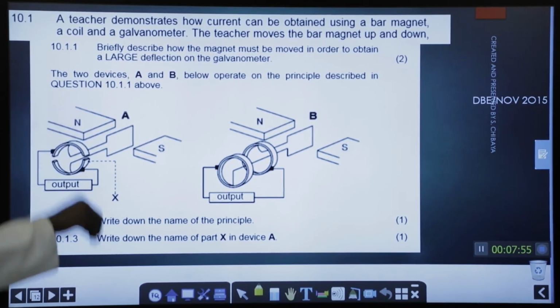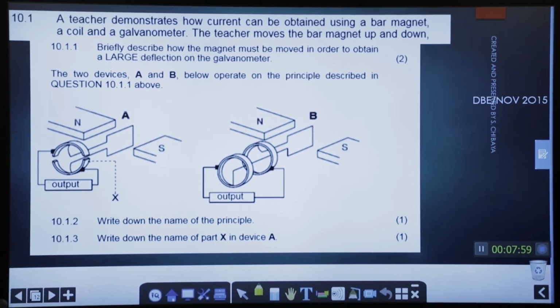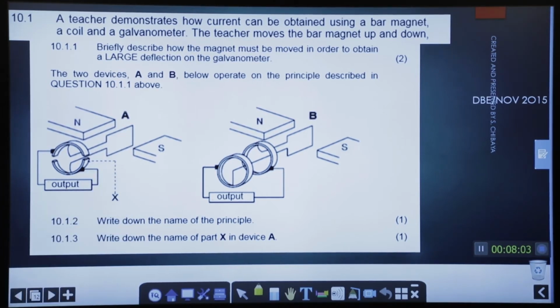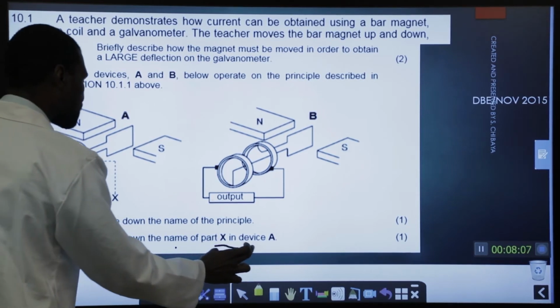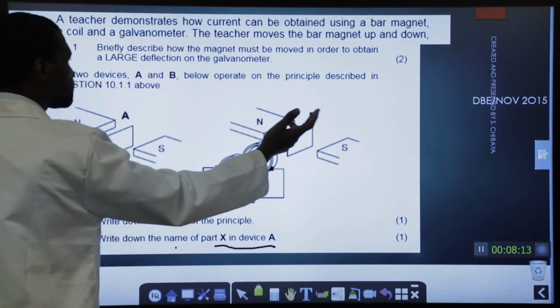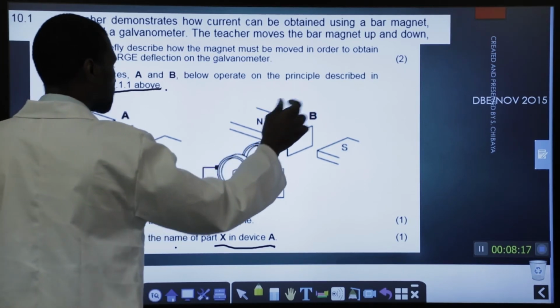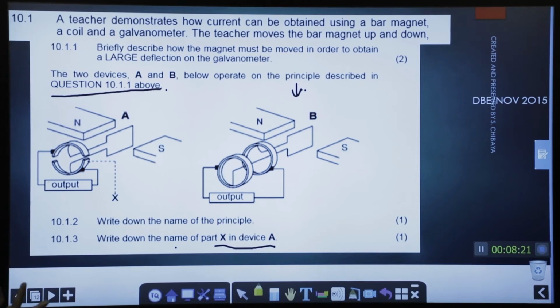That will be the speed at which the teacher moves that magnet, okay? So the speed of moving the magnet. All right. Write down the name of part X on device A. Now, devices A and B below operate on a simple basic principle. What is the basic principle that these two operate on? Okay, electromagnetic induction. Yes, well done.